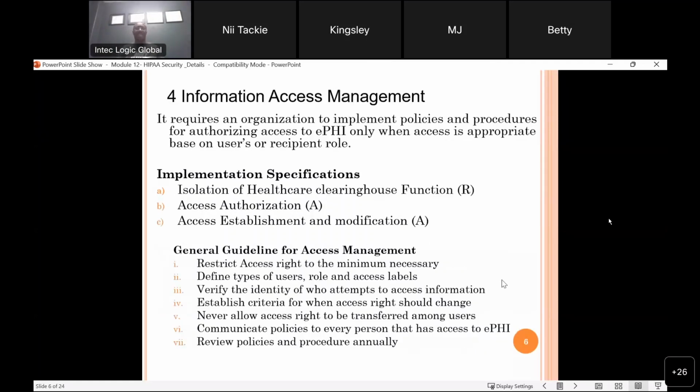Good. Information access management. It requires an organization to implement policies and procedures for authorizing access to EPHI only when it's appropriate based on the user's or recipient's role. I just talked about that. Only when it is appropriate for your role. If you don't need it for your work, you should never have it. The system should be set in such a way that you will never have access.